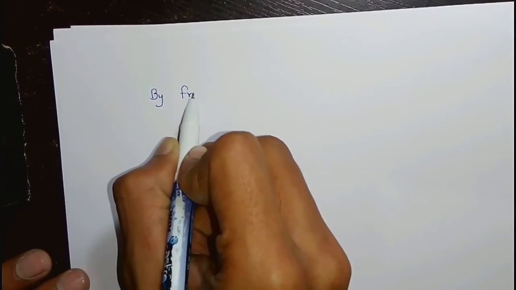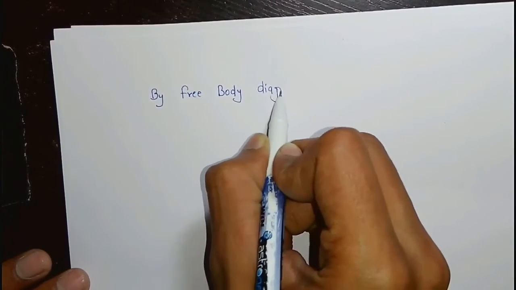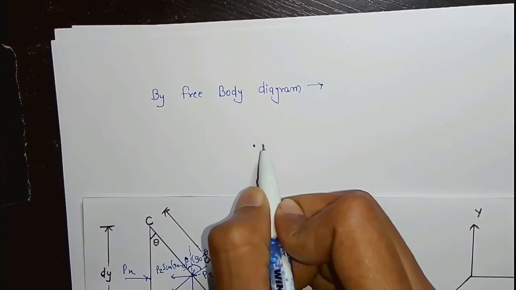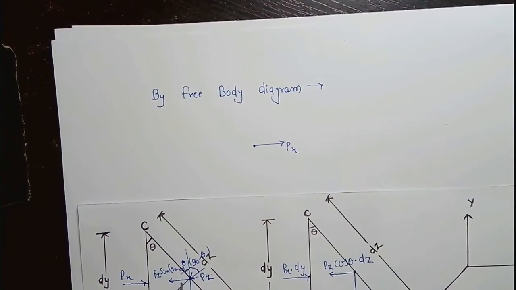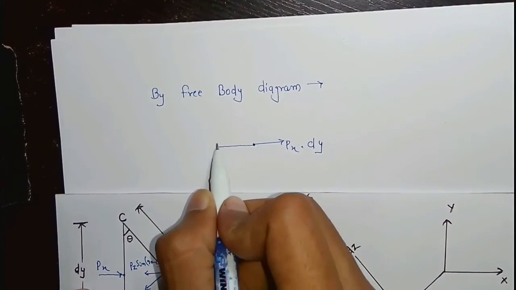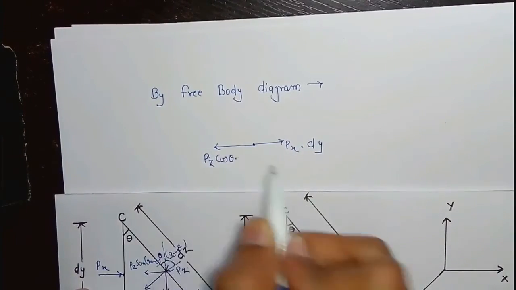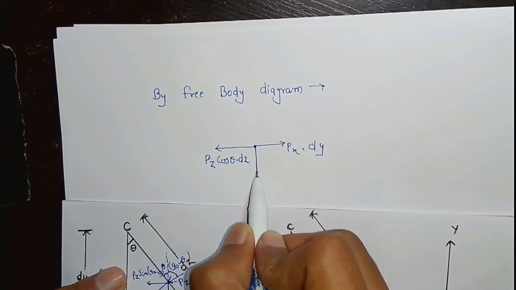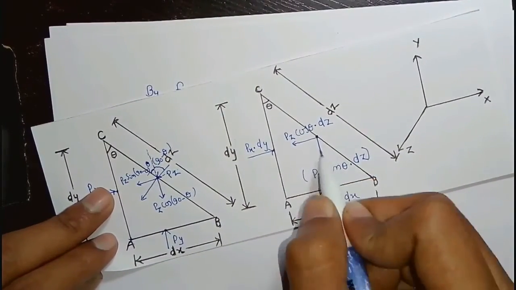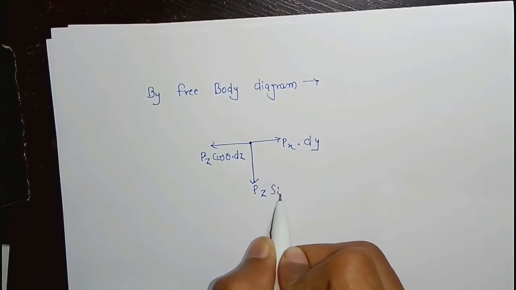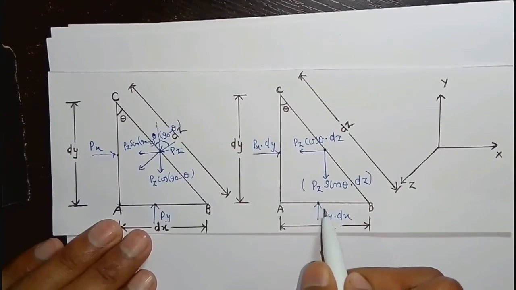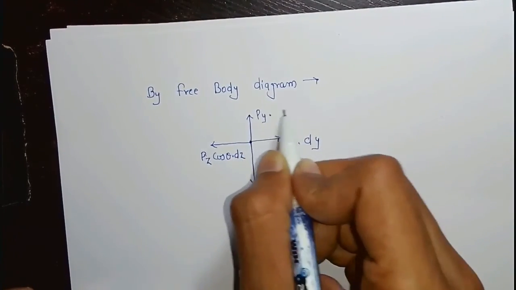Now by free body diagram, forces in x direction, it is Px dot dy in right direction, and Pz dot cos theta dot dz in left direction. And force in vertical direction or y direction is Pz sin theta dot dz, and W the weight of the fluid element, and Py dot dx.